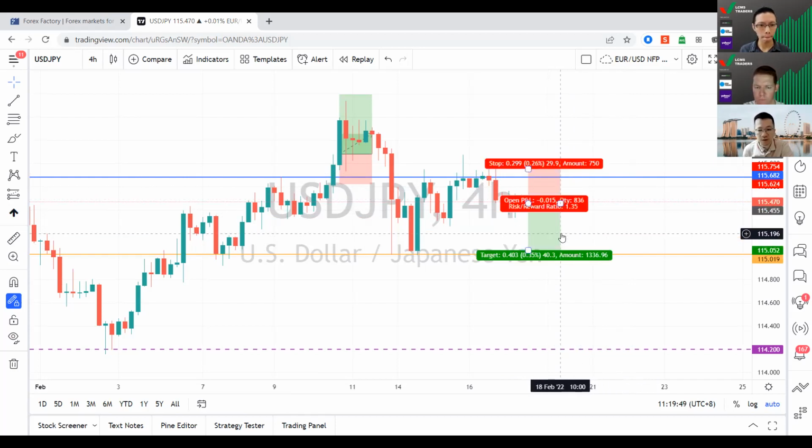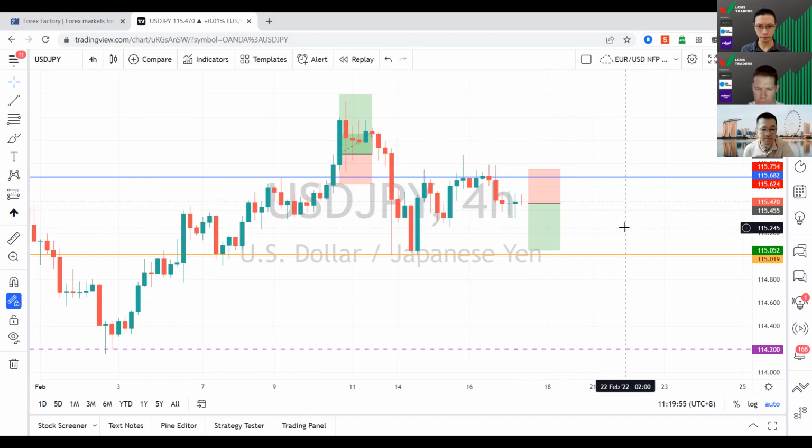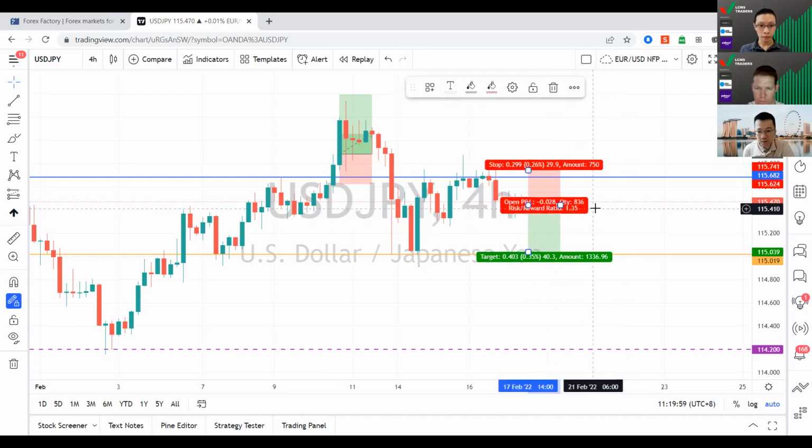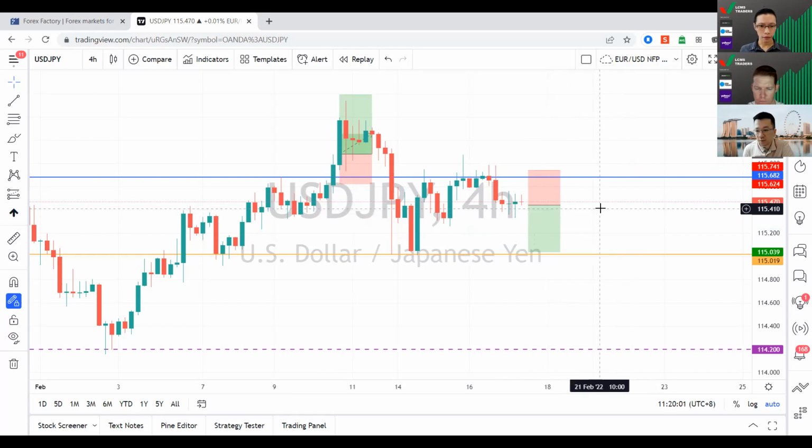So you're looking at almost a 1:1 or slightly greater than a 1:1 risk reward ratio towards the downside for the USD/JPY. In this case, I would say look to sell below 115.40 to trade it down towards 115. If it does break below this point, then we could see significant downside towards that 114.20 level. So this could be a two-part trade.